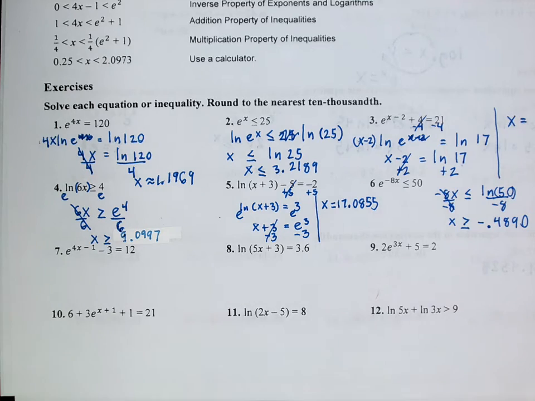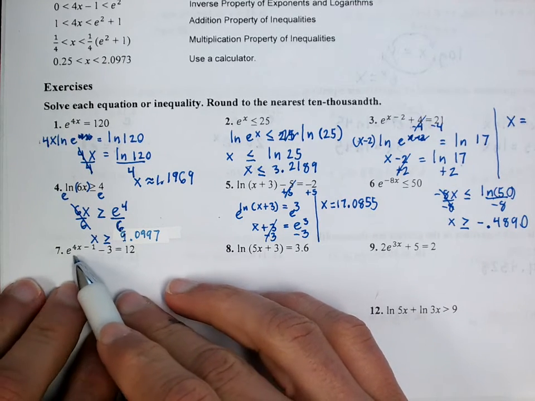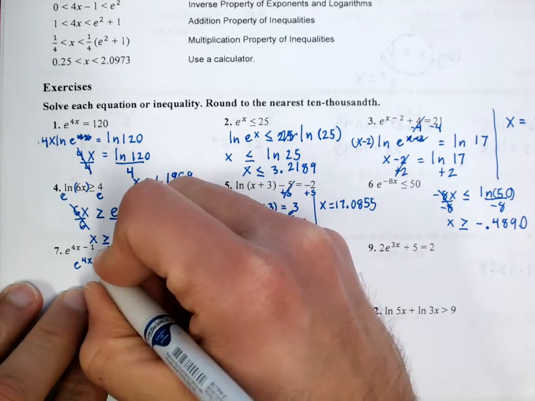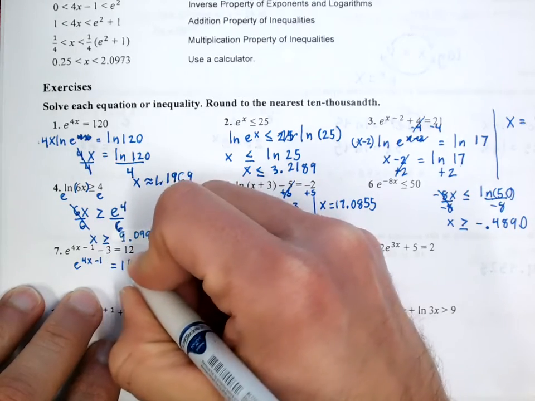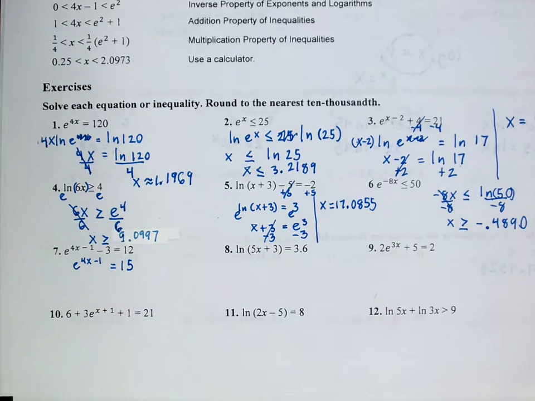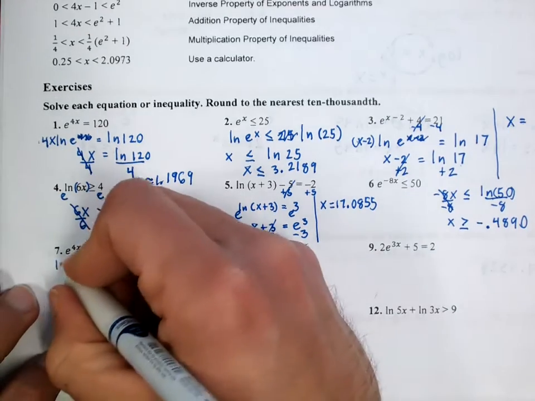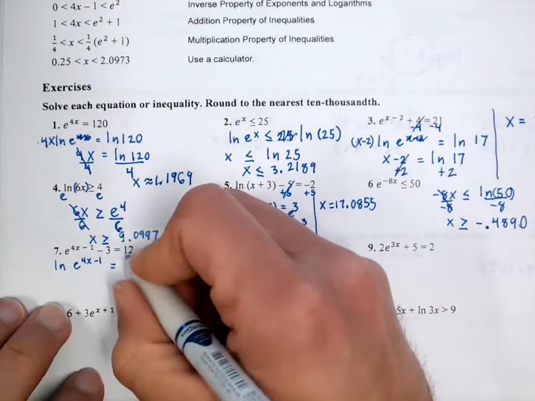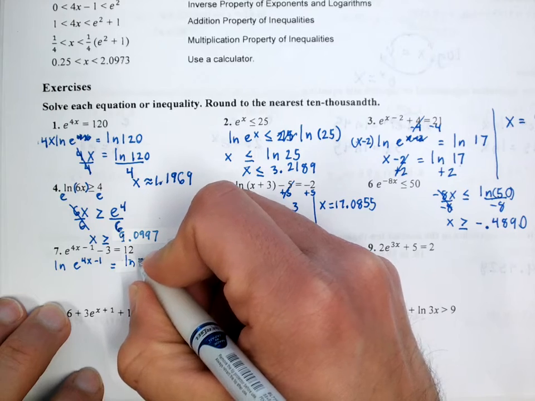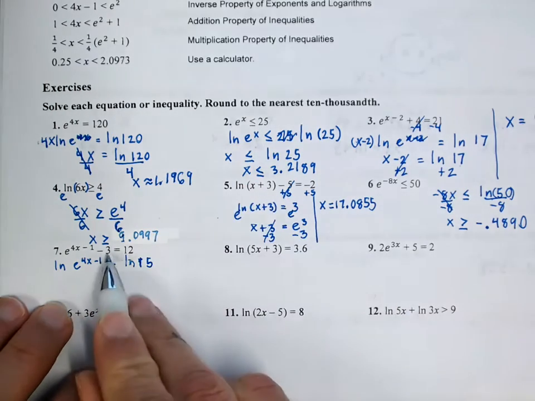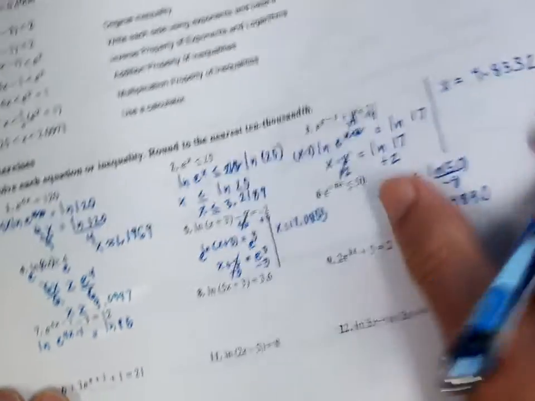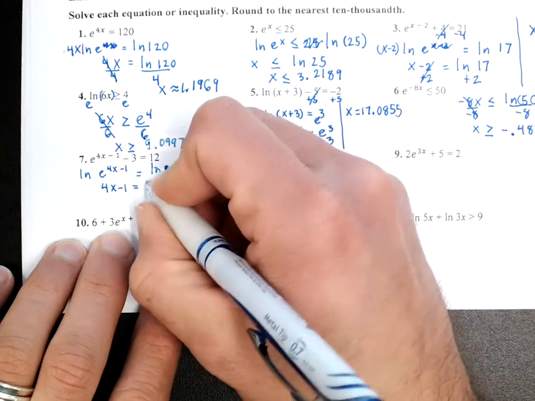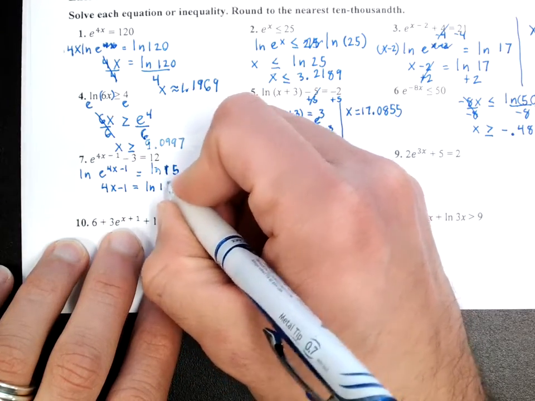All I would say to you, just for the sake of time, is make sure you always isolate the e. I'm not going to do all of them, but maybe I have to. On this one I have to isolate that, add the 3. Now on this one I'm going to take the natural log of each side. I added the 3, then I take the natural log of each side. I end up with 4x minus 1 is equal to the natural log of 15 on this side.